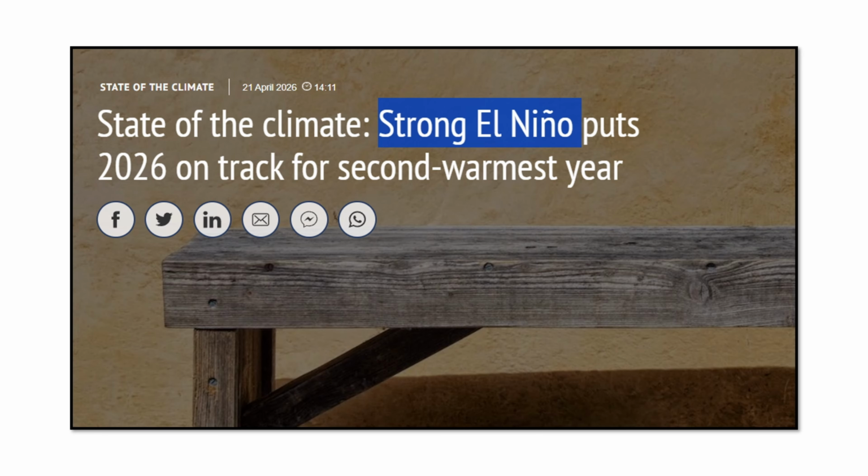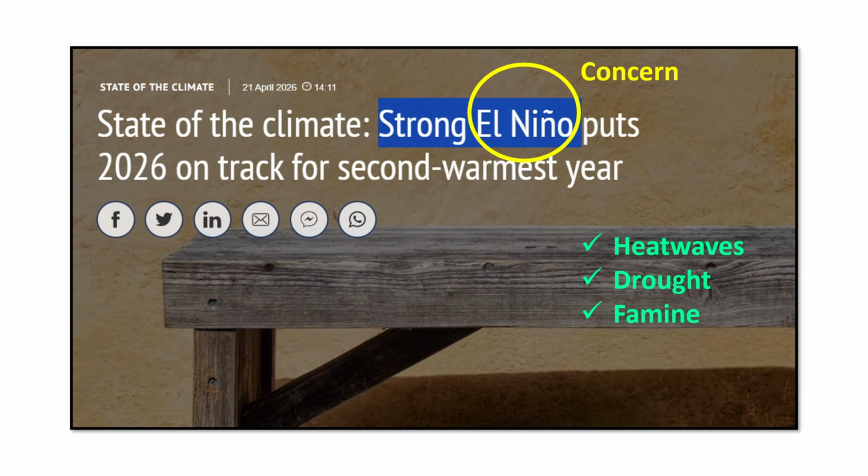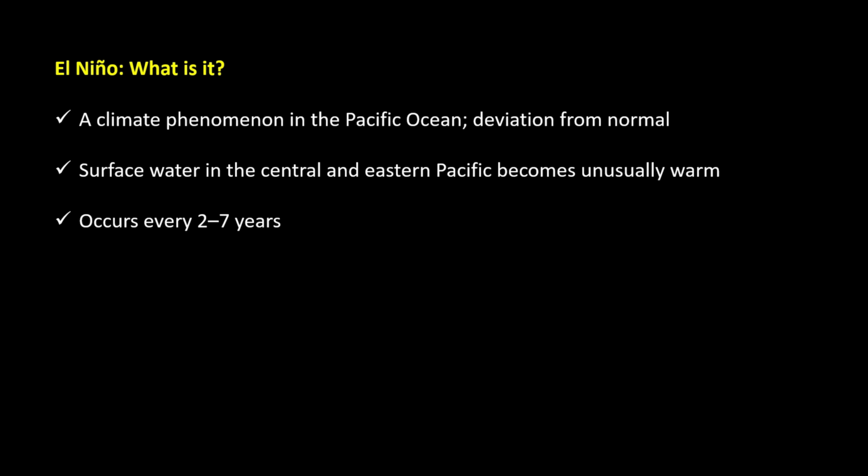So guys, in this video we'll talk about a deadly climate event known as El Nino, which presently is a cause of great concern. Scientists are worried about it as it can trigger extreme heat waves, drought and famine across large parts of the world. So let us discuss what is El Nino and how it can affect weather across the planet.